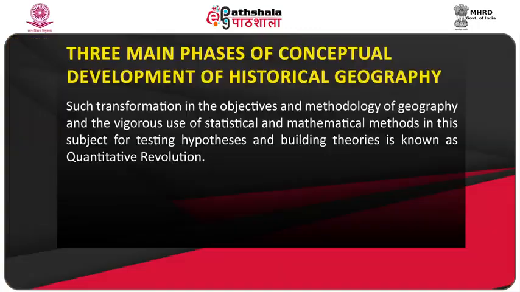to study spatial arrangement of phenomena on the earth's surface and seek to formulate theories and laws explaining the observed spatial distributions. To make the subject matter more precise and scientific, to formulate laws and models, geography shifted its perspective from ideographic to nomothetic and from description to analysis. Such transformation in the objectives and methodology of geography and the vigorous use of statistical and mathematical methods in this subject for testing hypotheses and building theories is known as quantitative revolution.